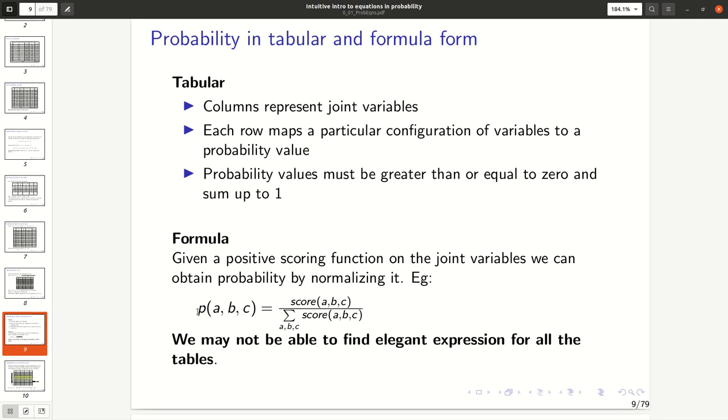One point to be noted here is that we may not be able to find elegant expressions for all tables. But there are many probability distributions expressed as a formula which are used in real applications.